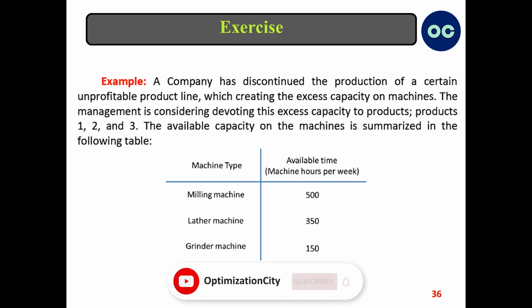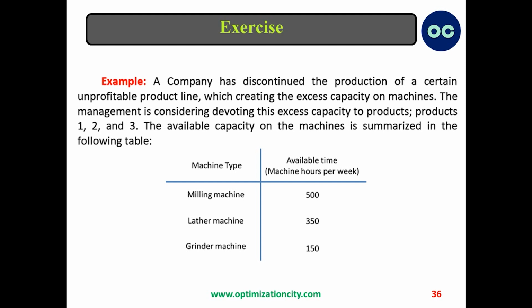A company has discontinued the production of an unprofitable line, which has created excess capacity on some of its machines. The management is now exploring the possibility of utilizing this excess capacity to produce other products, namely product 1, 2, and 3. The available capacity on the machines is summarized as follows.